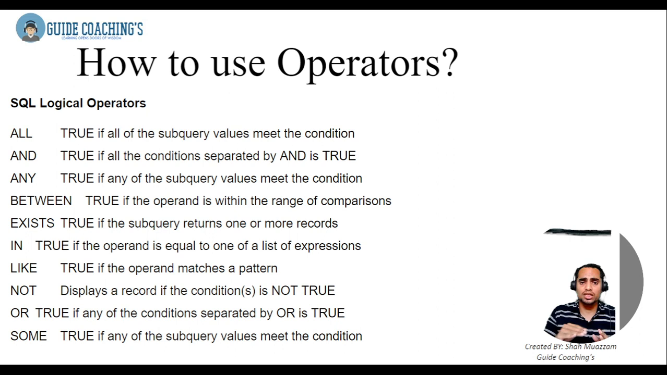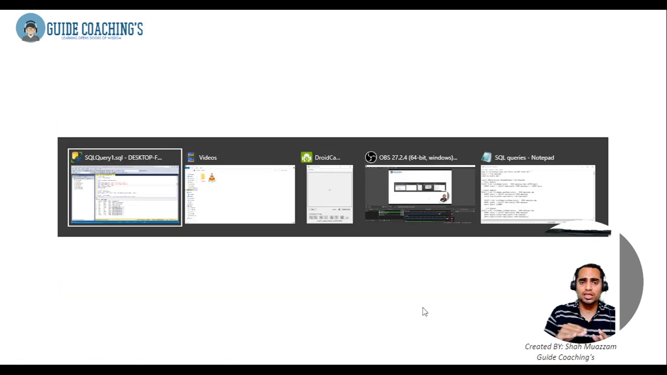Let's suppose I have written a query: select star from employee where salary is greater than some, and then I write select salary from employee where salary is greater than 20,000 or 50,000. Now, let's suppose it gives me 60,000 and 70,000, more than 50,000. It will take the first record and compare after that, so it will take 70,000 as a result. I will show you that.